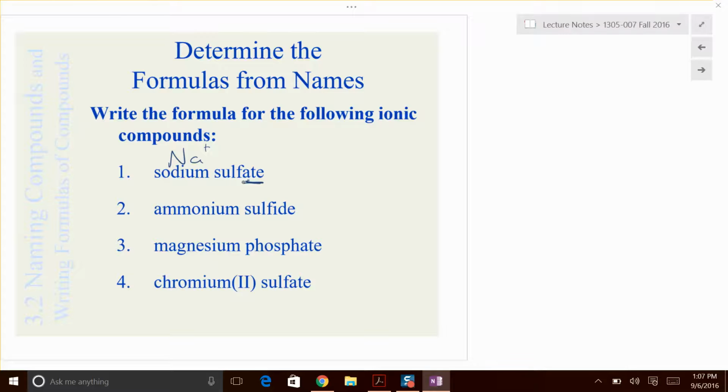This is sulfide. This one is sulfate, SO4, and it is 2-. So I would look it up on my chart, find SO4, and find out that it is a 2- charge. What is the formula? Good. Na2SO4. That's the chemical formula. Next.